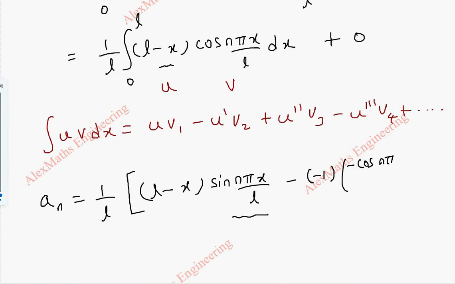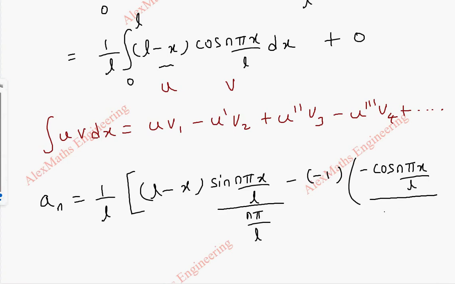Actually, here when we integrate, we have to divide by n pi by L also. So here it is minus cos n pi x by L by n pi by L, but already there is n pi by L, so it will be n pi by L whole square, and u double dash will be 0, so the third term no need to write, and we have our limit from 0 to L.